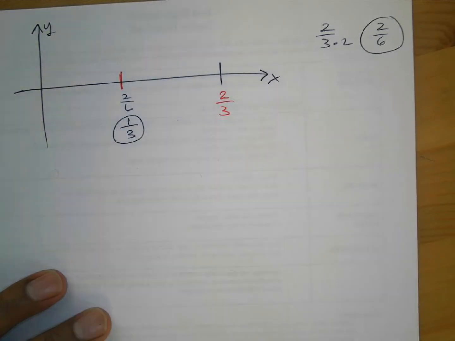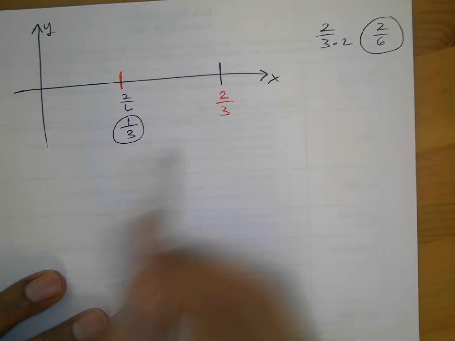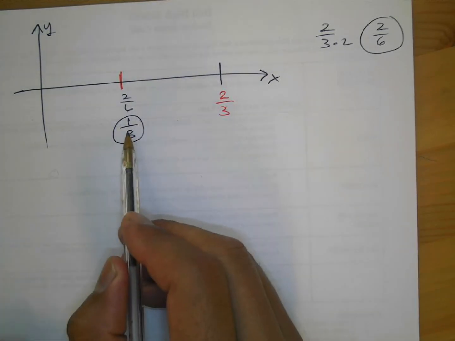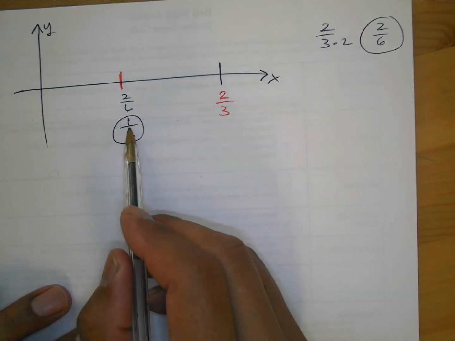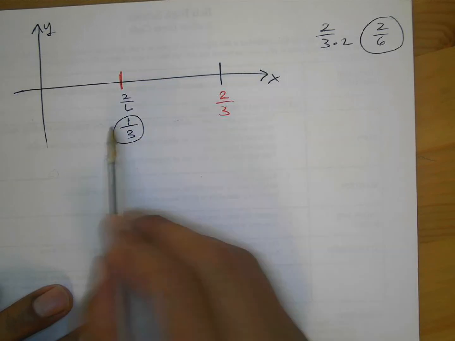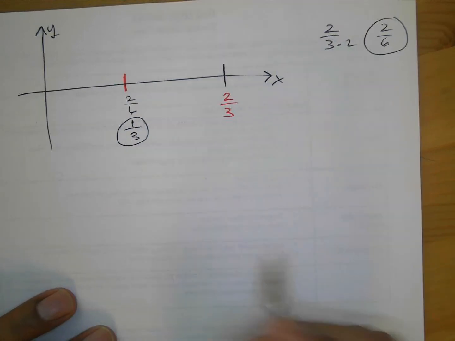1/3, right? Divided by 2. Well, doesn't it make sense that half of 2 over 3 is 1 over 3? Yeah. Half of 2/3 is 1/3, right? 1/3 plus 1/3 is 2/3. Oh yeah, of course. Okay.